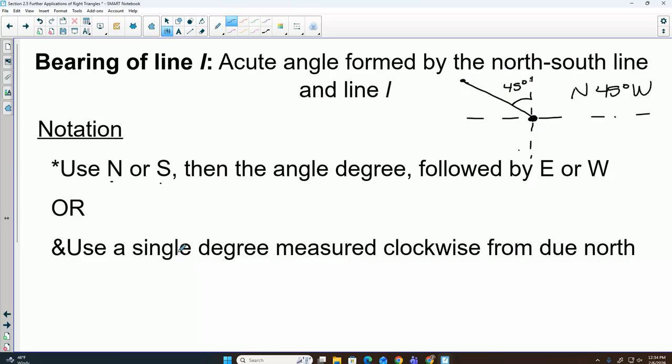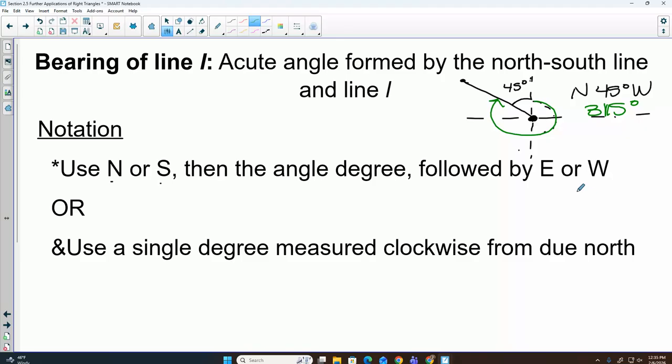Or you might see a single degree measure that's measured clockwise from due north. So if I were just giving that one, from due north, how many degrees clockwise would we have to spin to get here? We know all the way around is 360, so it would be 315 degrees. Those would be the two notations for that bearing.